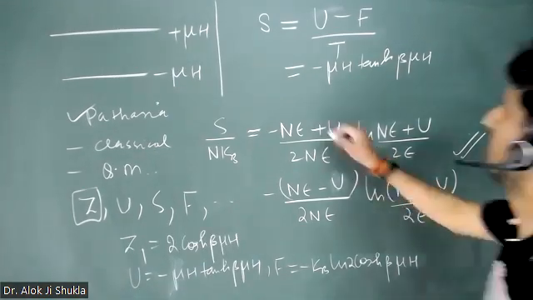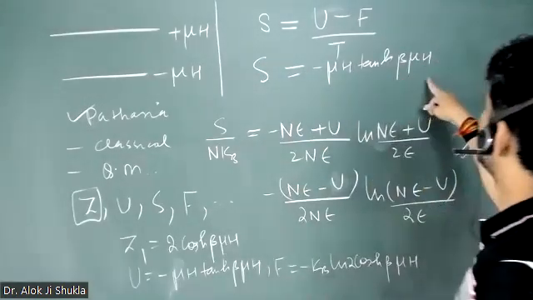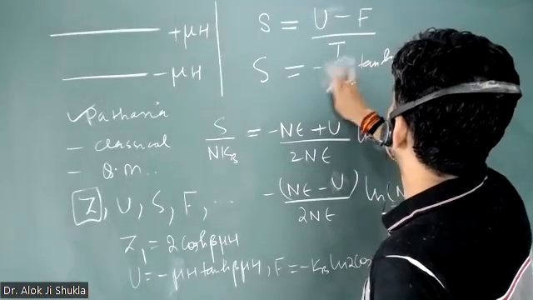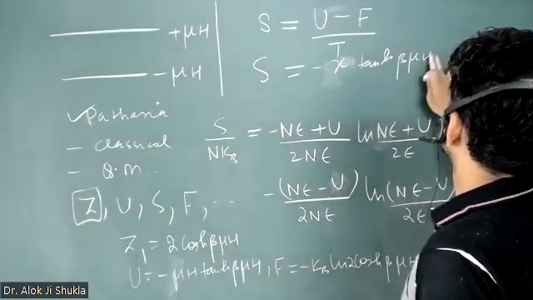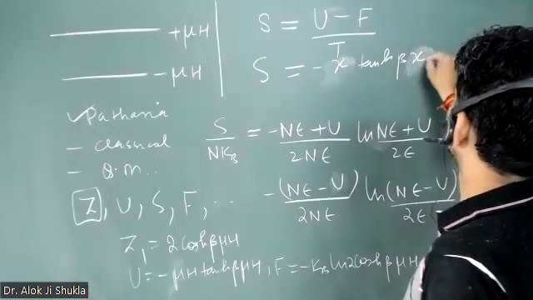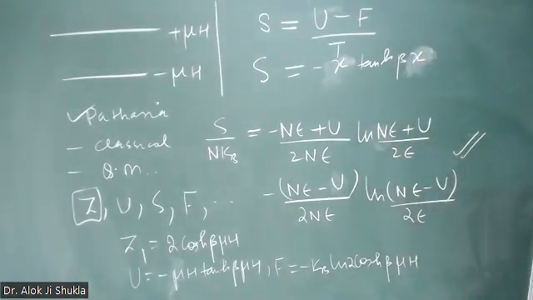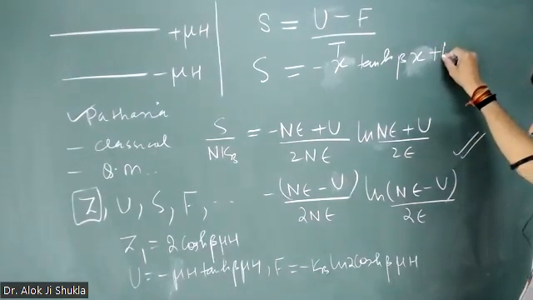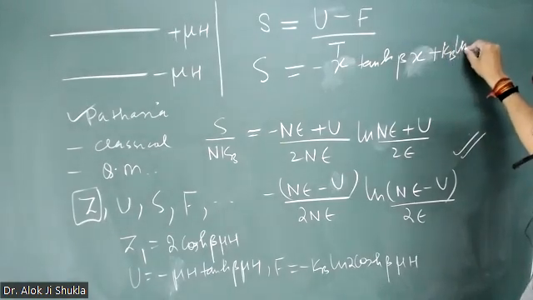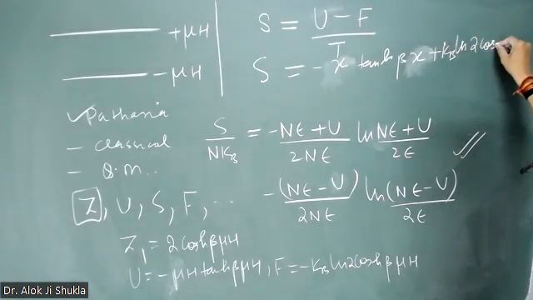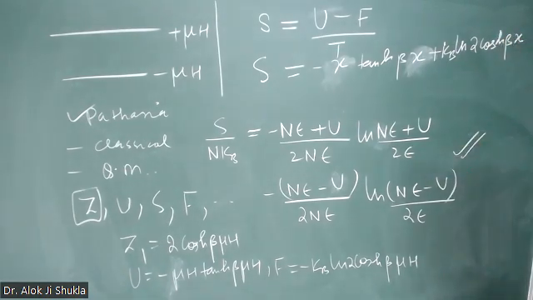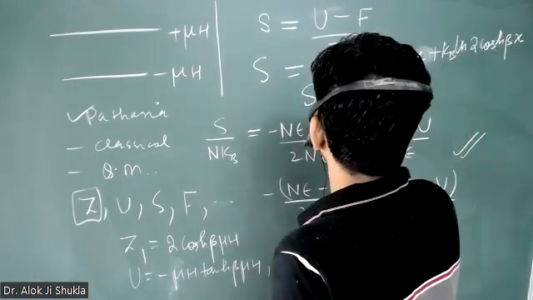S is equal to minus this. Put mu h equal to E to see the variation. I mean, you can put it X also. X, and minus F, how much will it be? Plus KB ln 2 cosh beta x. So actually we have to see the graph between S and X.